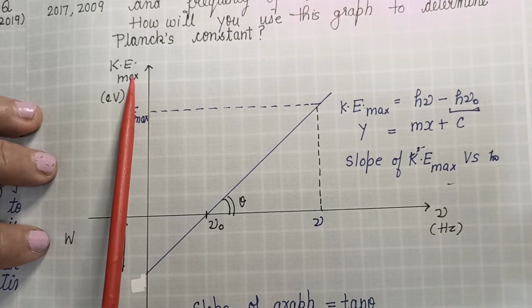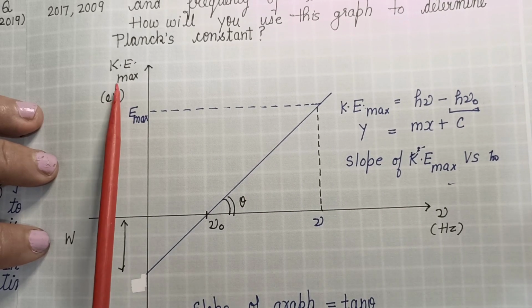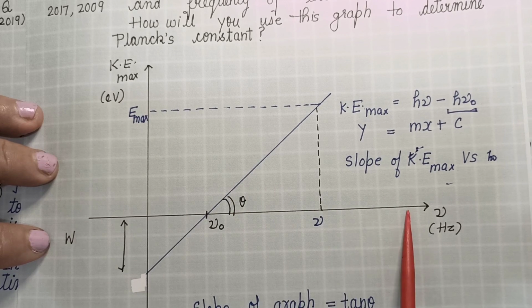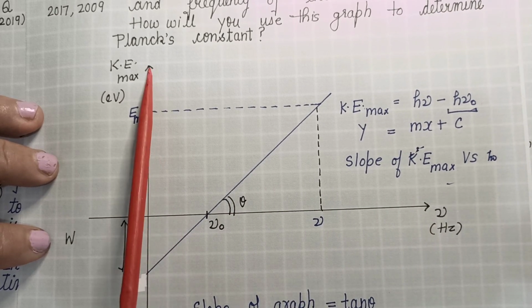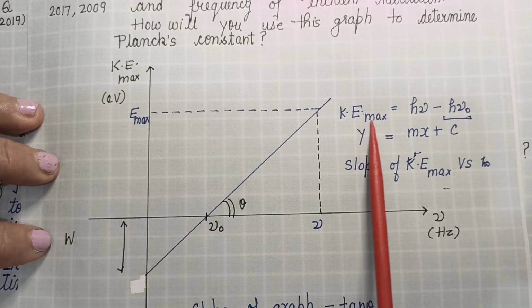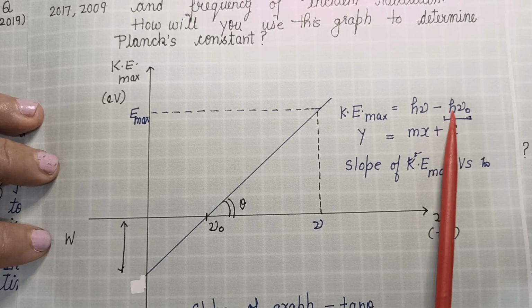So I will discuss both the kinetic energy versus frequency and the stopping potential versus frequency graph. If it is maximum kinetic energy, which is eV, versus frequency graph, then on the x-axis is frequency and on the y-axis is kinetic energy. This is the equation represented here, that maximum kinetic energy is h nu minus h nu naught.